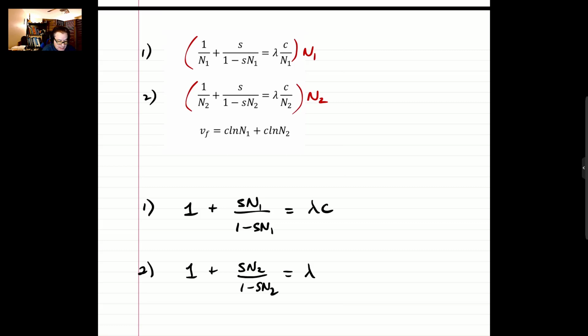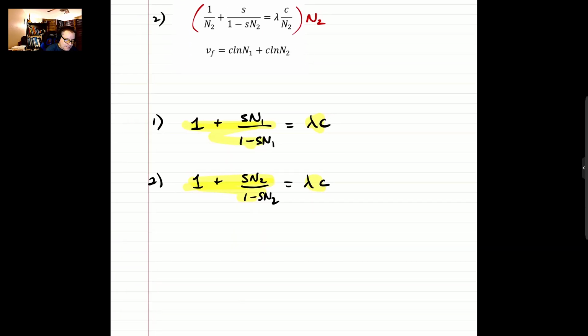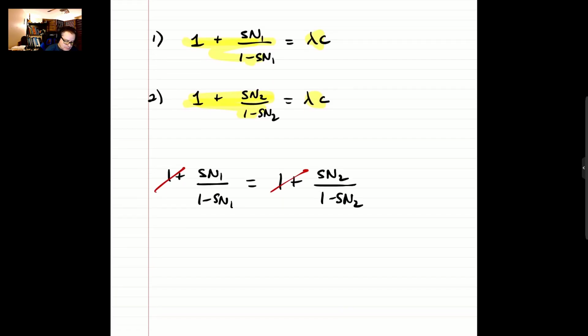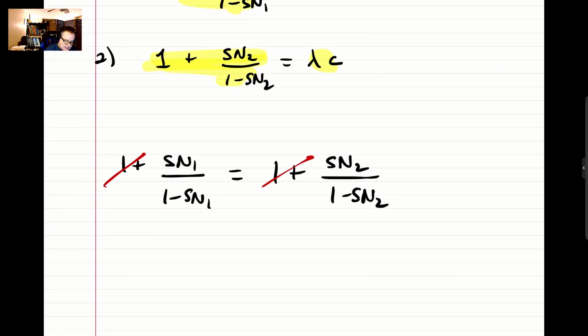That means this expression equals that expression, because they're both equal to lambda c. So we set them equal: (1 + Sn1) over (1 - Sn1) has to equal (1 + Sn2) over (1 - Sn2). And then, of course, the 1's you can cancel from both sides. Sn1 over (1 - Sn1) would equal Sn2 over (1 - Sn2).